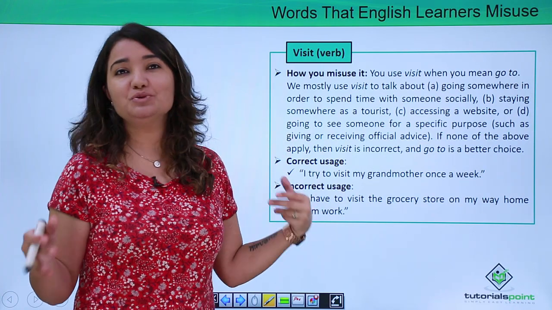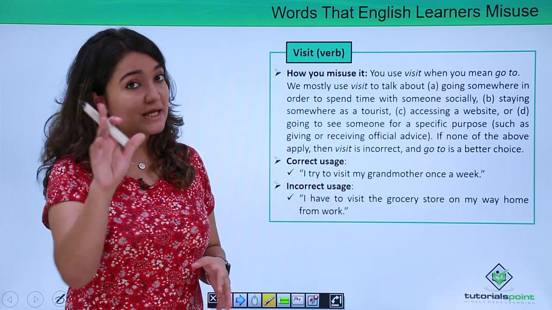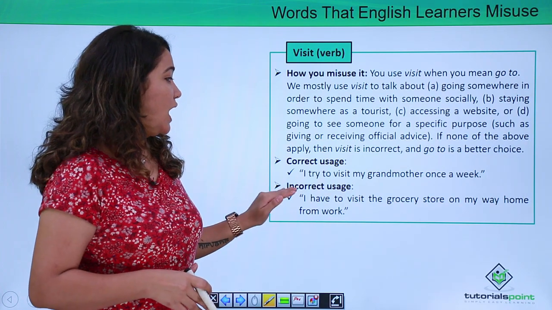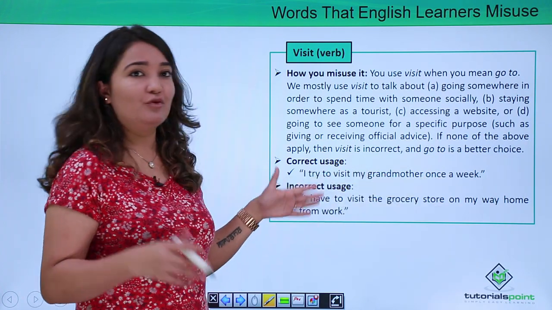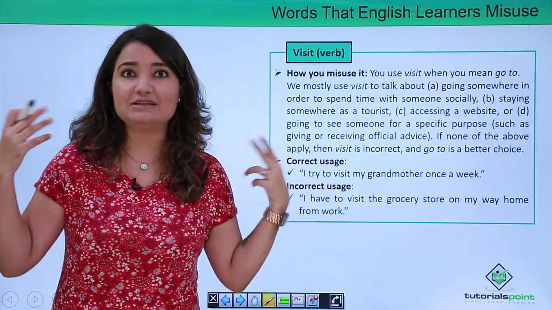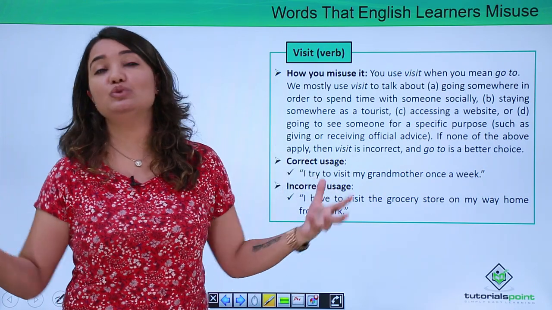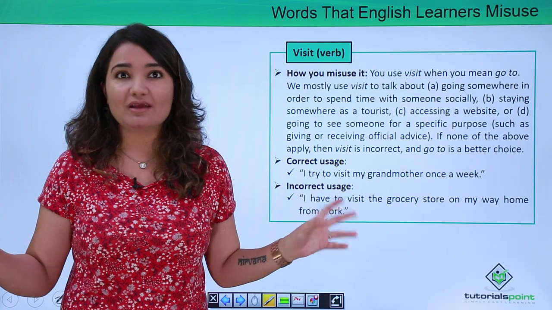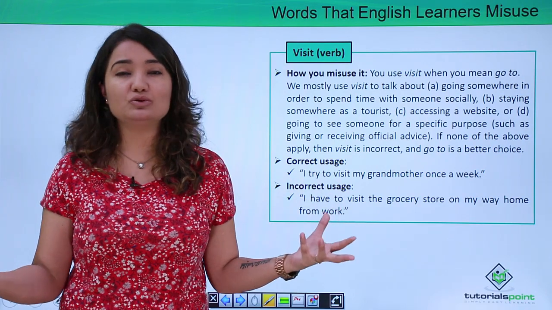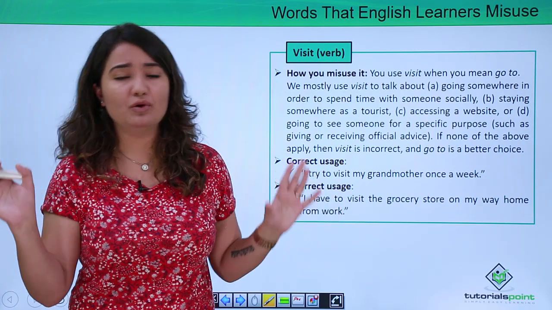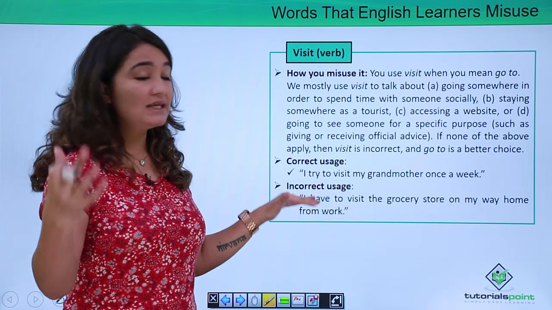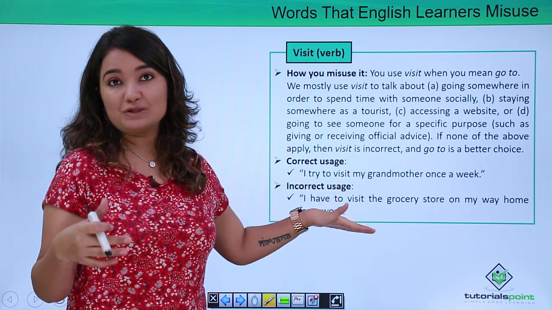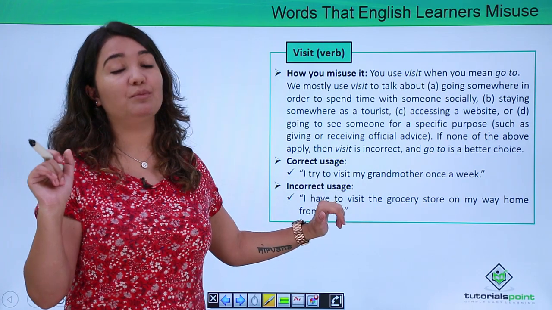Other than that, using visit is absolutely wrong. So let's look at an example. I have to visit the grocery store on my way home from work. You don't go and visit the grocery store, you go to a grocery store. You're not going there to meet anybody, right? Or you're not going there specially to meet the groceries which are there at the grocery store. Well, not really. So using visit in this sentence is definitely inappropriate.